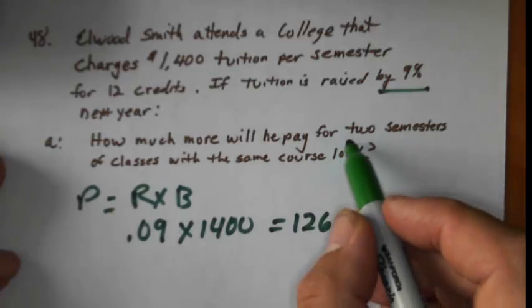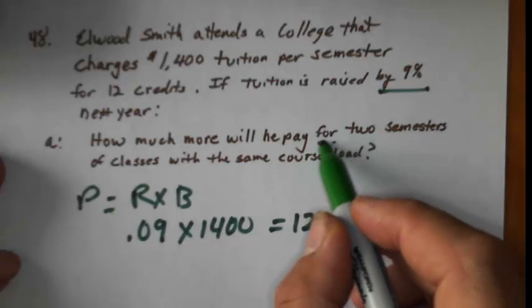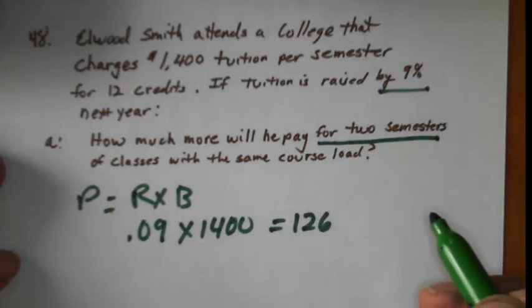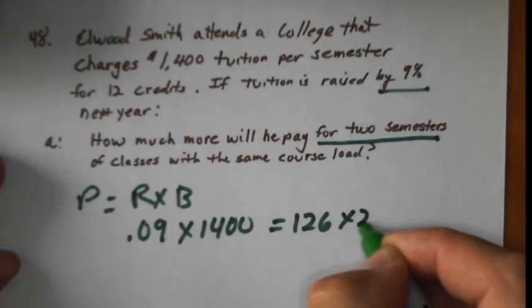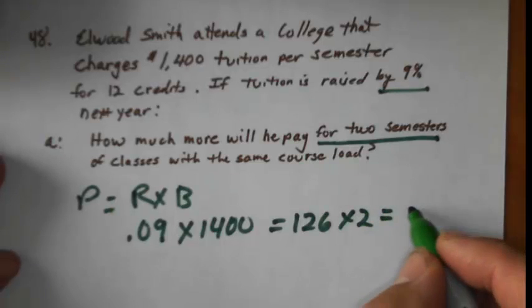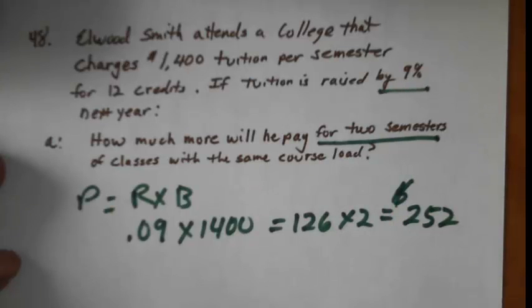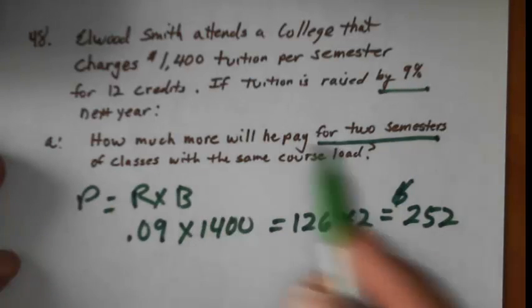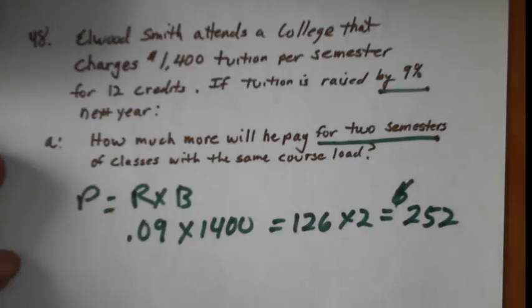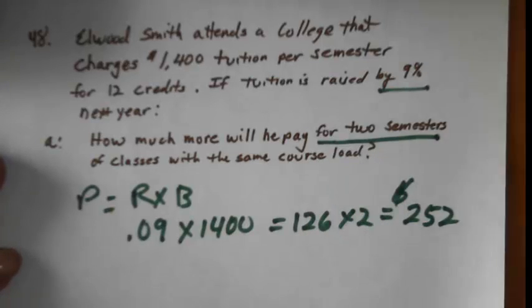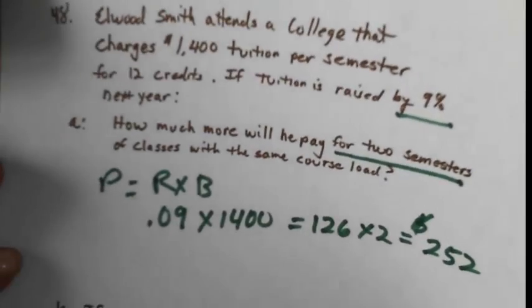But the key thing you have to remember as you're reading through all of these, it says for 2 semesters, because sometimes they try to trick you a little bit. So you got to double that. So we would have 252 that he has to pay additional. So when you go through these, some of them seem pretty straightforward, but then they try to throw these little hops, skips, and jumps in there for you. So you got to make sure you're reading them.